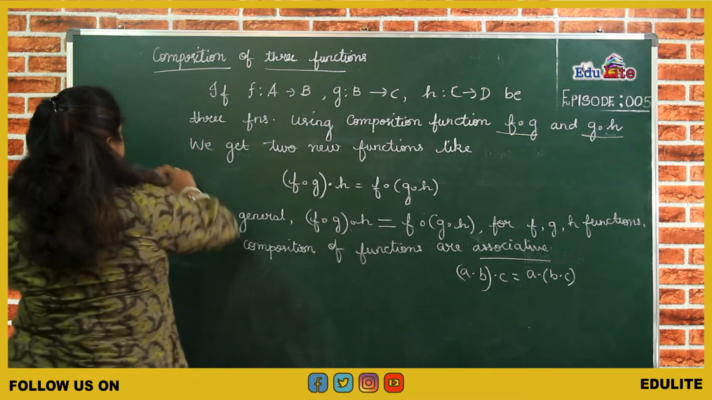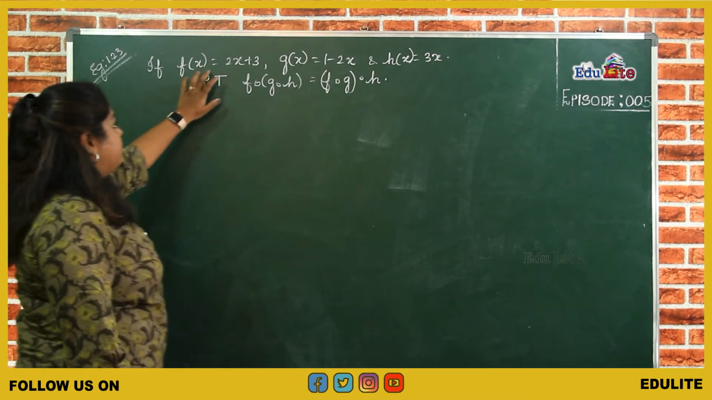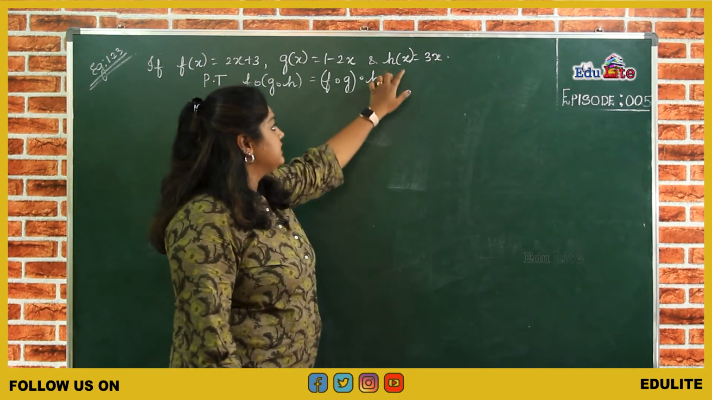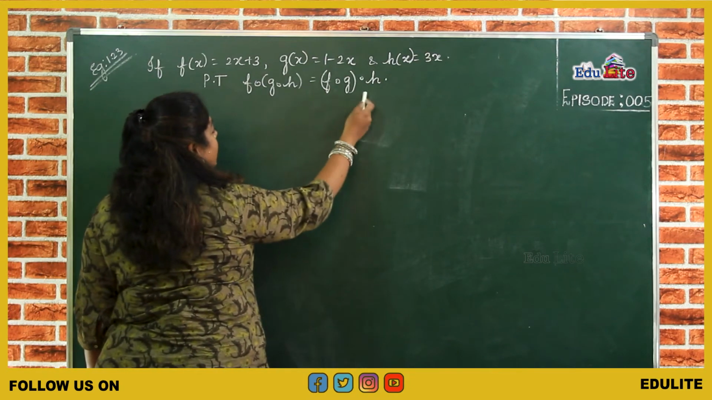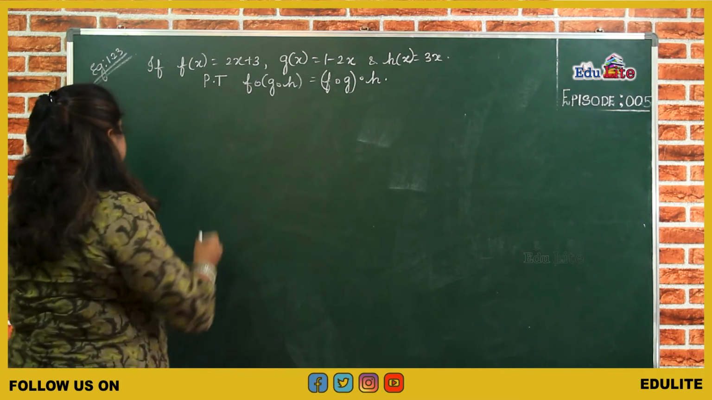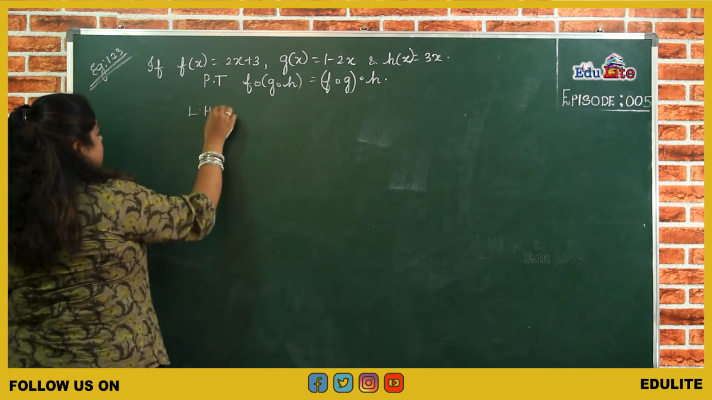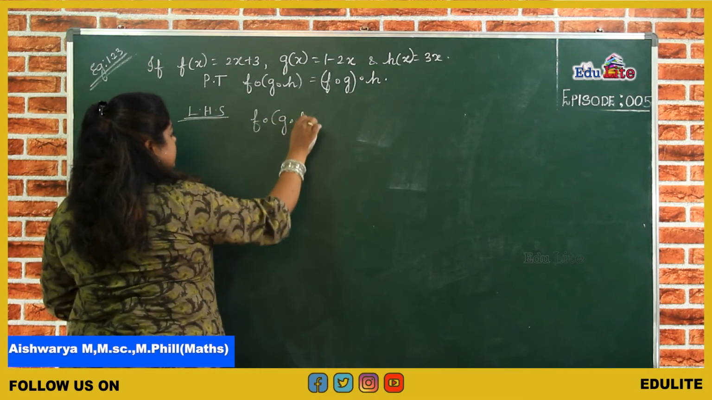So next is example 1.23. f of x is given, g of x is given, h of x is given, and we need to prove that the composition of three functions is associative. Let us do one by one. First we will take the left hand side. Left hand side is given as f composite, g composite, h.